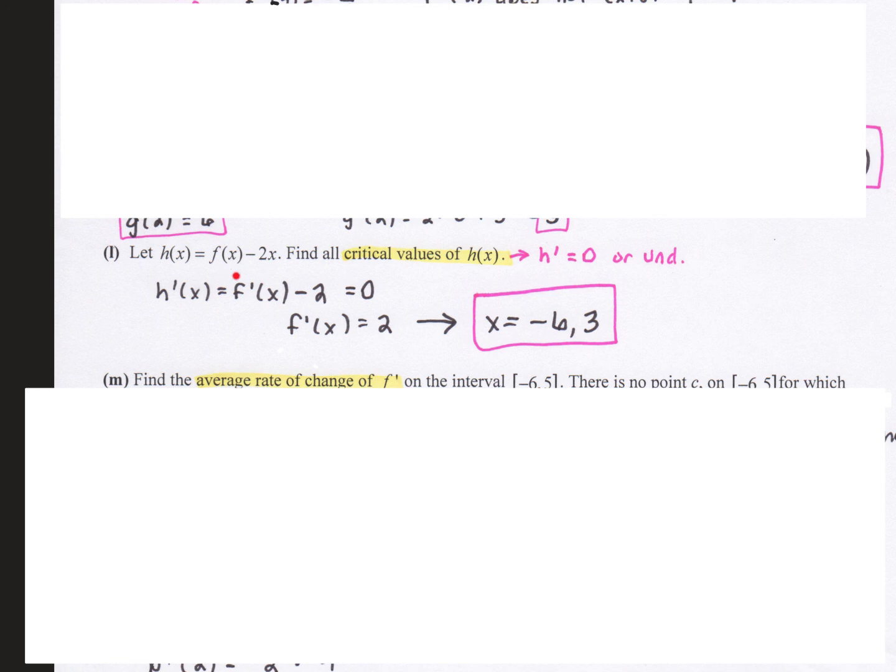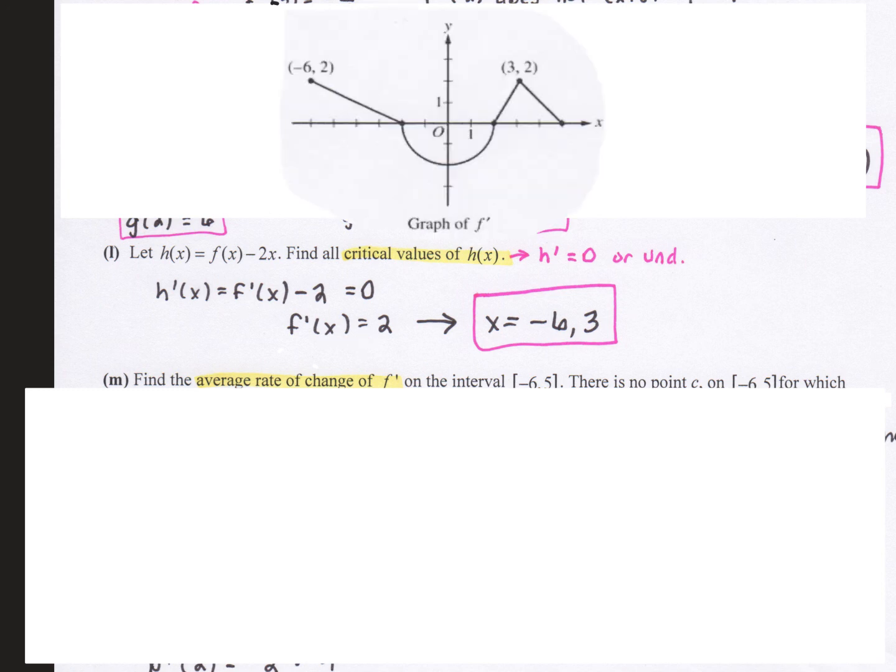So derivative of f is f prime. Derivative of 2x is the minus 2. I set that equal to 0 because that's how you find a critical point. And when I solve that, I get f prime of x equals 2. So I just go back to this f prime graph. If I want to know where f prime equals 2, here's my f prime graph, I can see that this equals 2 at two places, right here and right here. So at x equals negative 6 and x equals 3 are my two answers.